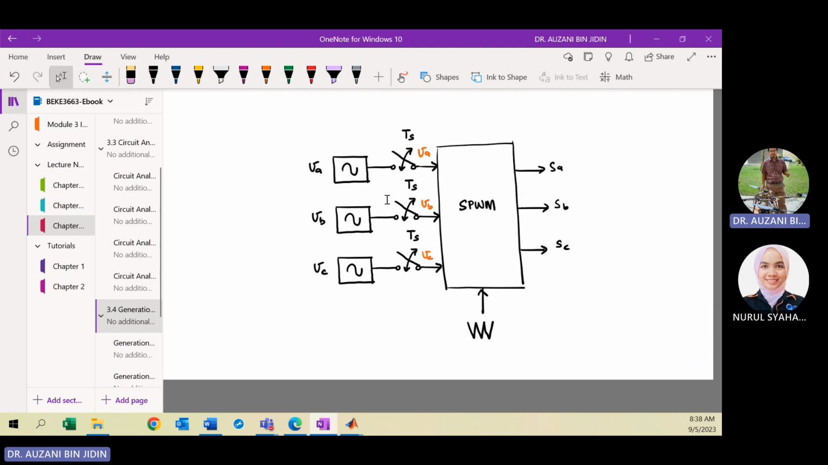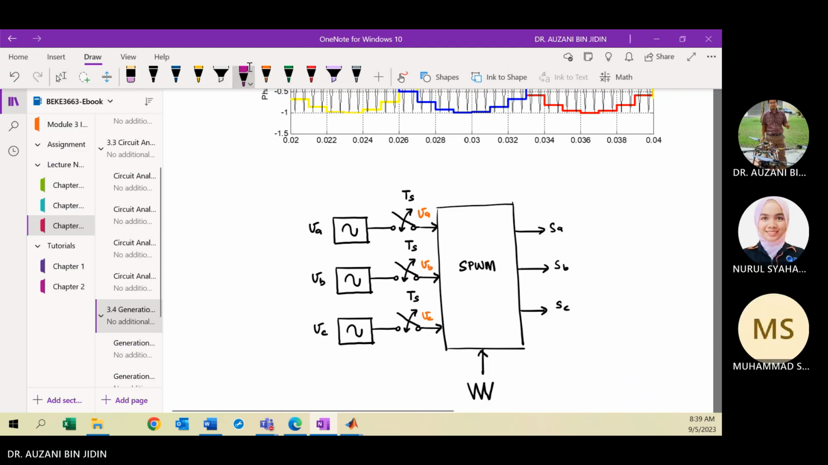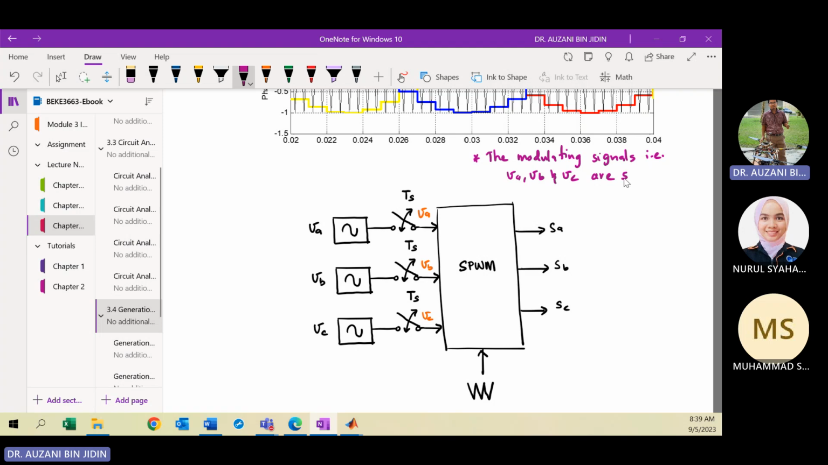Okay, so here you have three modulating signals. These three modulating signals are compared with a single carrier or triangular waveform to generate the switching state. So maybe we can say that the modulating signals for the discrete mode, which are VA, VB and VC, are sampled for every TS.